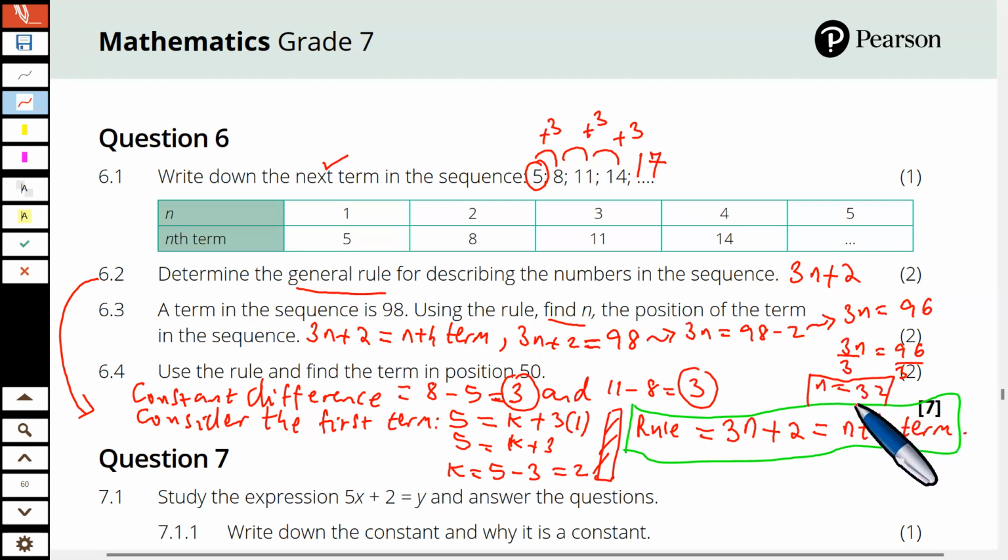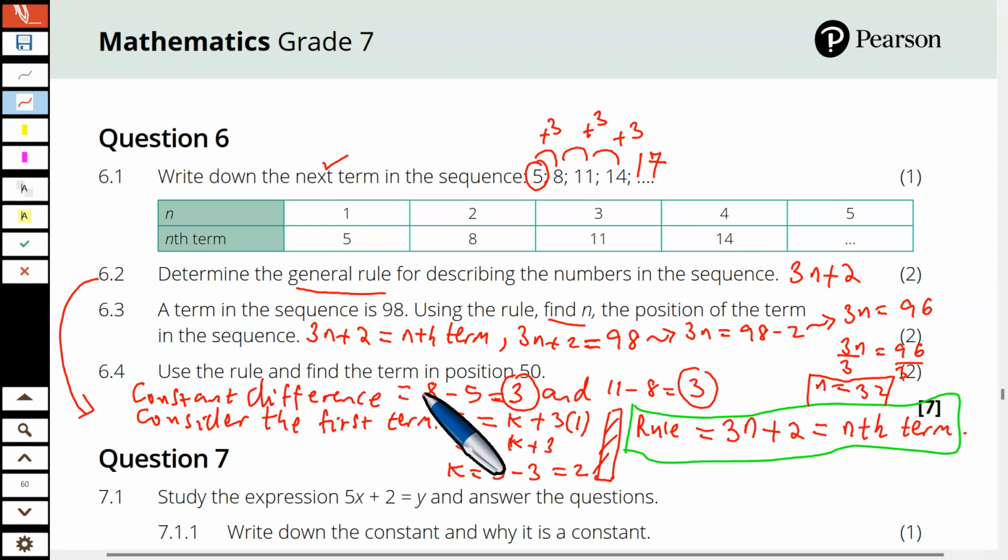So it means that it is term number 32 because the question was a term in the sequence is 98. You take the general term and you equate it to 98, because a term is 98, using the rule find n, the position of the term in the sequence. So the position of the term is 32. Try to think of this: use the rule and find the term in position 50.